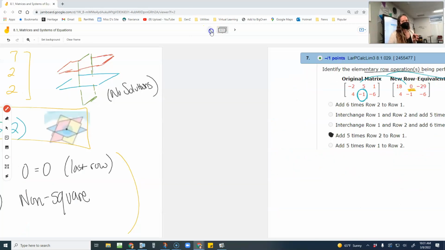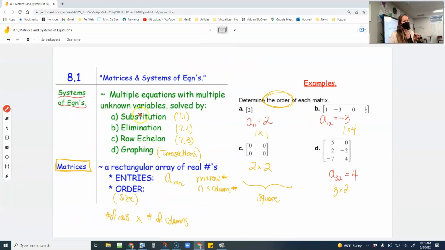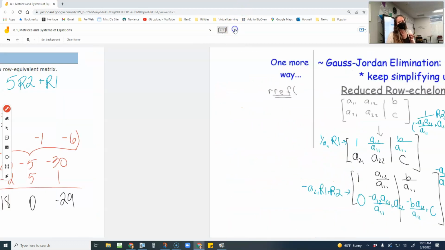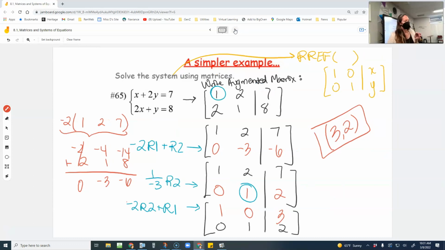Now we can go back to the very beginning of notes where it said, hey, how do you solve a system? Substitution, that's one way. Elimination, that's another way. Row echelon form and back substitute stair-step system, that's another way. Intersections, that's another way. And now we can say matrices.